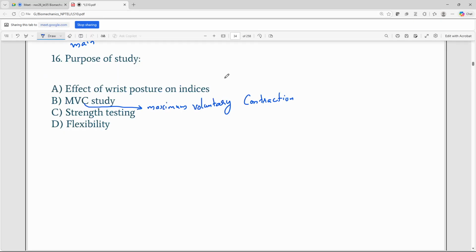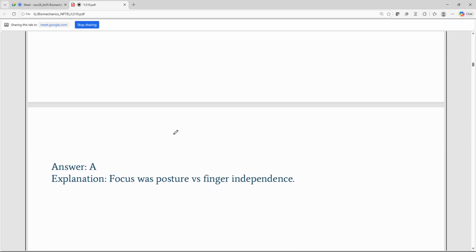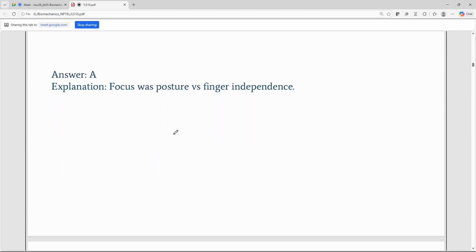So the answer is option A, effect of wrist posture on the indices. The focus was posture, that is wrist posture versus finger independence.